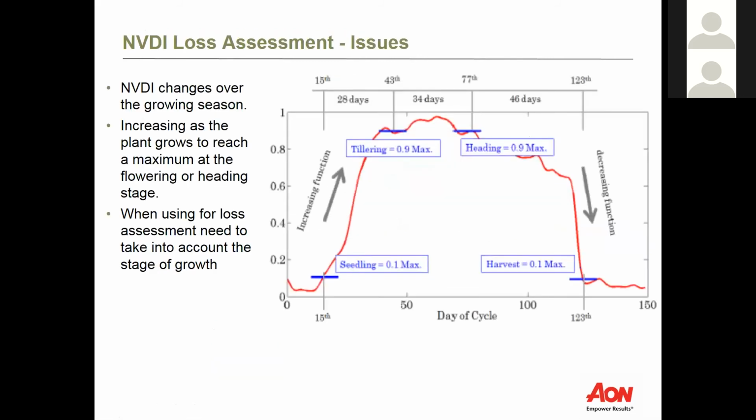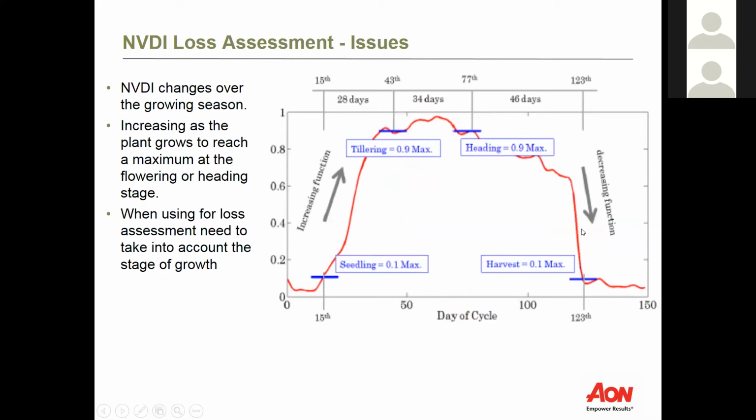One very important thing you need to be aware of when you're doing loss assessment is the growth stage of the crop. With the NDVI, that changes over the growing season. When you first plant the crop, it's quite low. The maximum NDVI you'll get is 0.1. And then as soon as it starts growing and producing seeds and heading, that's when you get your maximum amount of NDVI, up to 0.9.